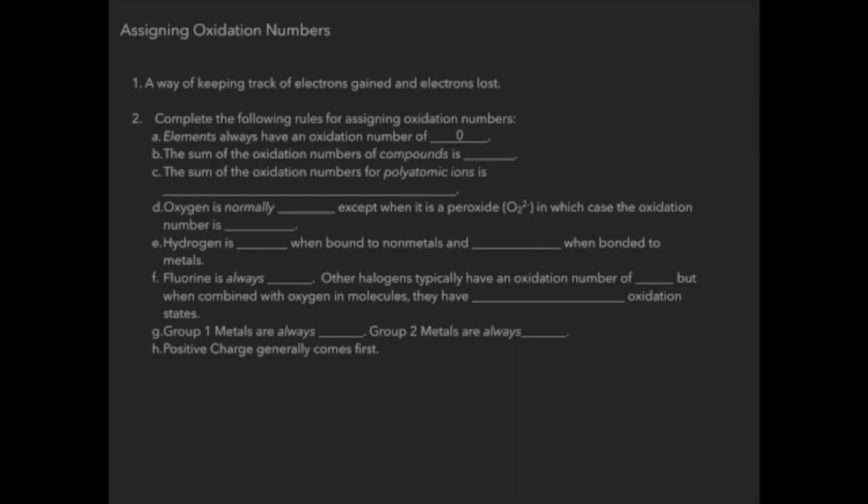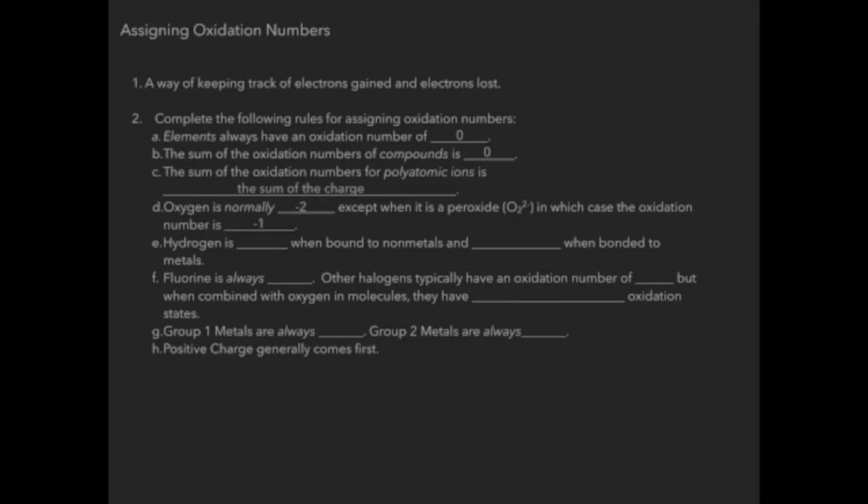The sum of the oxidation numbers of compounds is also going to be 0. And then if you have a polyatomic ion, the sum of its oxidation numbers is simply going to be the sum of the charge of that polyatomic ion. Now, oxygen normally has a -2 oxidation number, except when it acts as a peroxide, O2. In that case, it has a -1 oxidation number.